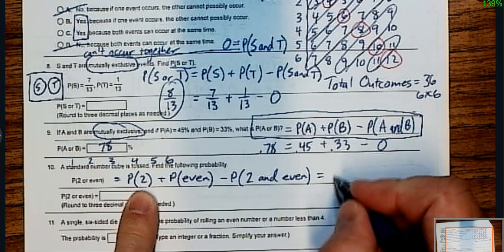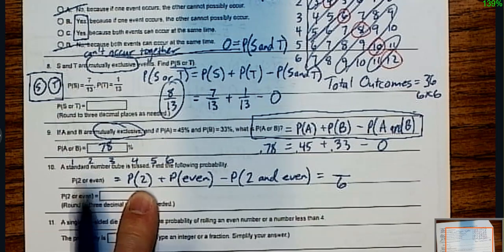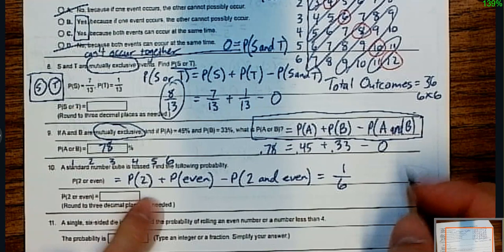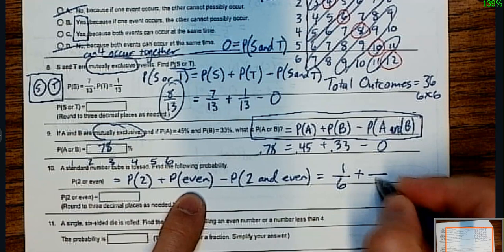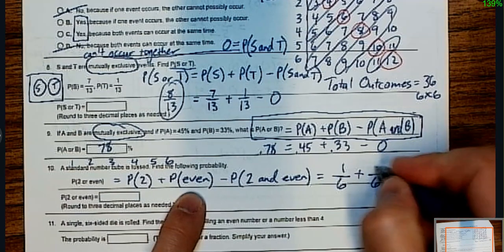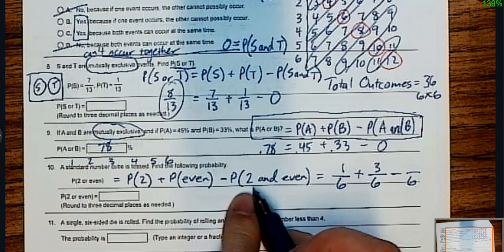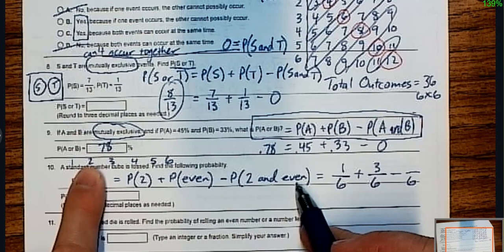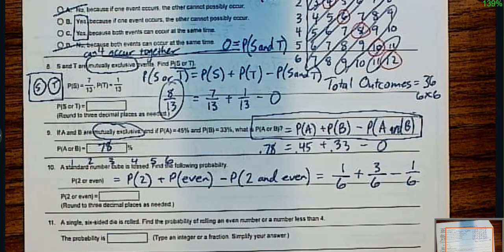Do we know the probability, how many out of 6 choices, how many of them are 2s? 1. Oh man, another minute's gone by. Give it another try. All right, now, out of the 6 choices, how many of them are even? 3. Out of the 6 choices, how many of them are 2 and even at the same time? Only 1 is 2 and even at the same time. Find the probability.